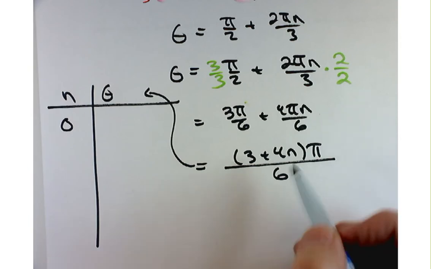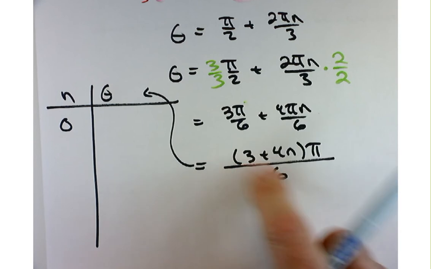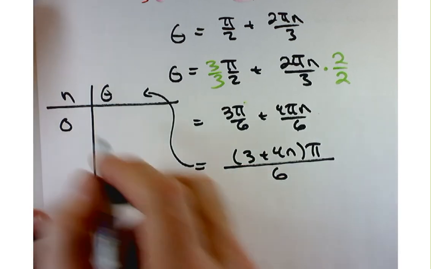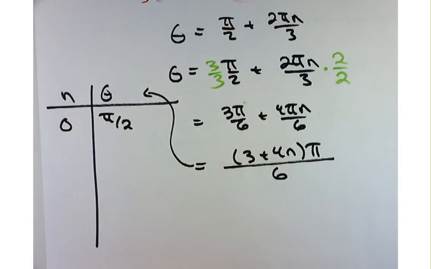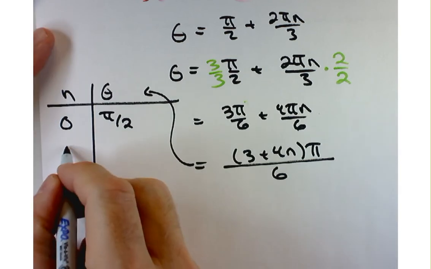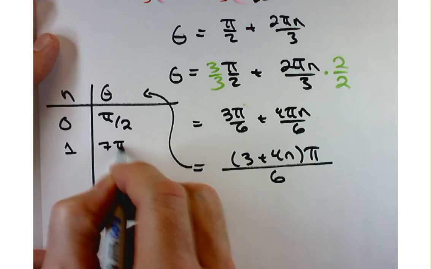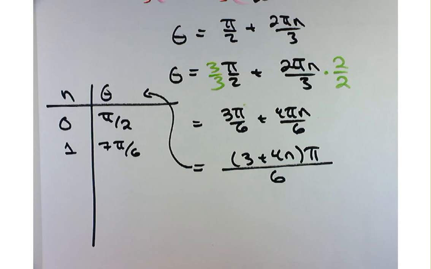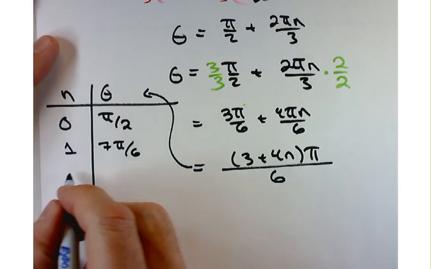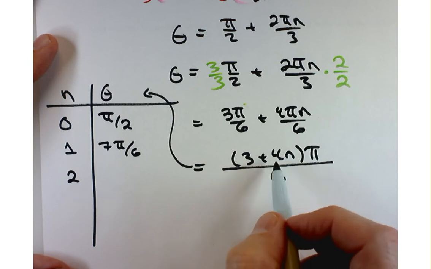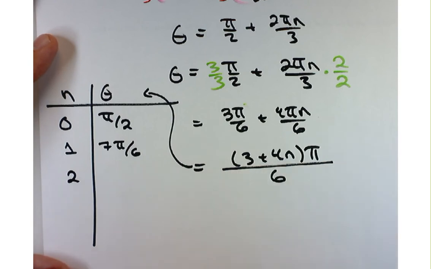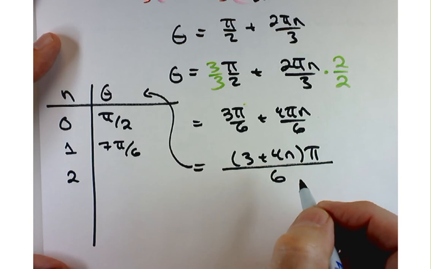If n equals 0, that's 0. I get 3 over 6, which is 1/2. So I get pi over 2. Okay, that fits in my interval. How about n equal 1? What does that put me in terms of theta? 7 pi over 6. 7 pi over 6, all right? Is that less than 2 pi? Yes. Yep, still good. Let's try n equal 2. So that's going to be 8 plus 3 is 11. No, wait. Yeah, 11 pi over 6.